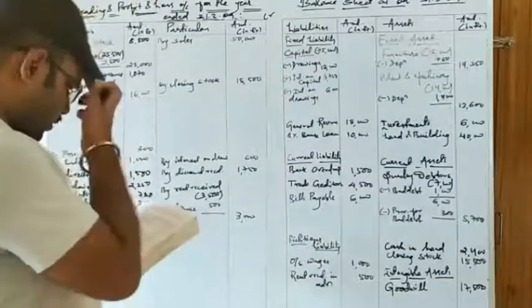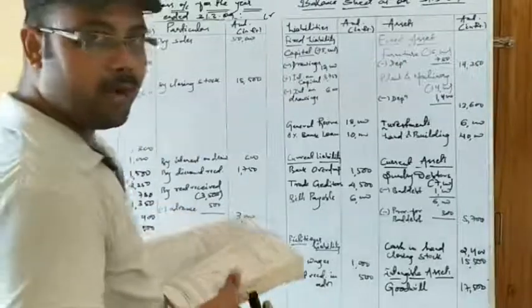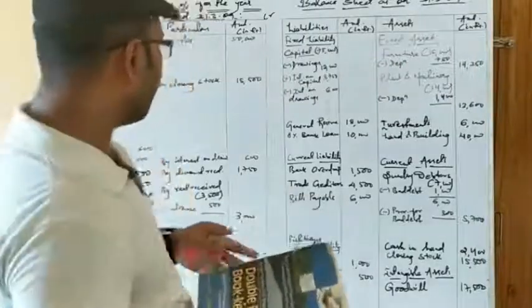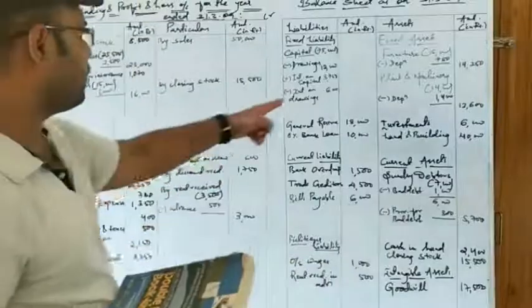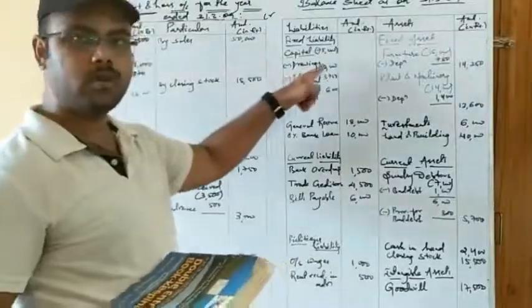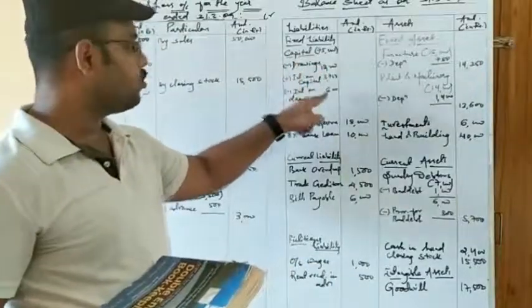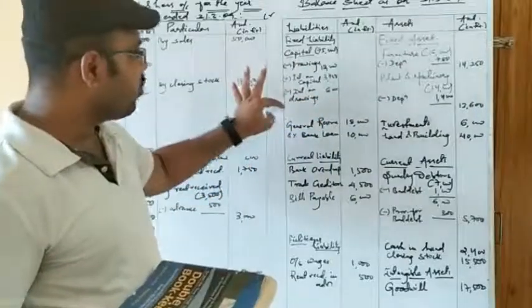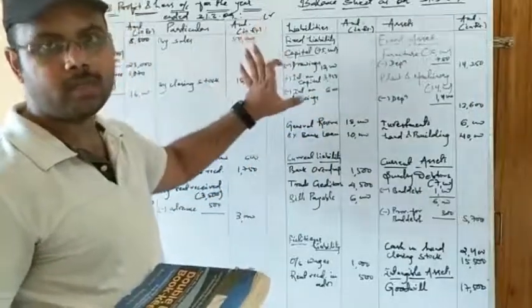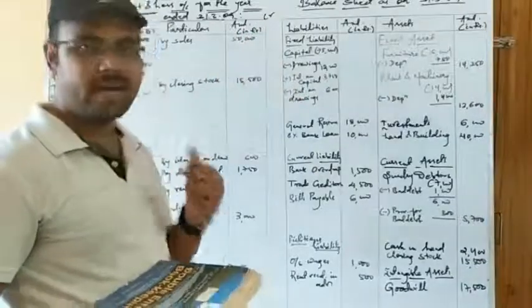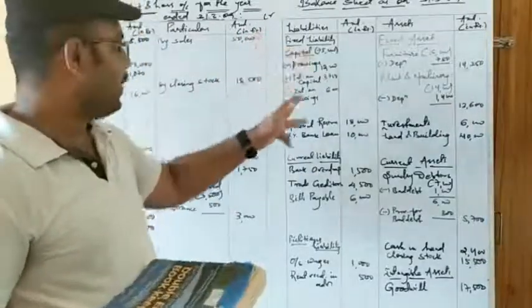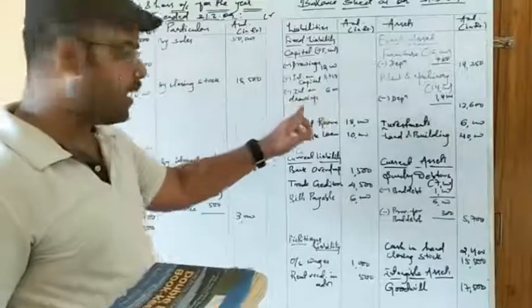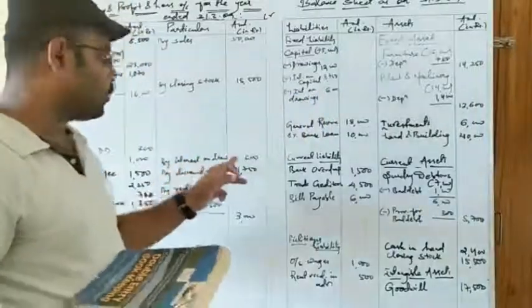The next item is interest on drawings at 5%. I have also written here interest on drawings 5%, where the value of drawings is 12,000. So 5% interest on drawings is 600. Now, interest on drawings can be added to drawings or deducted from capital. Here there is no separate head, so we are deducting from the capital. The value comes to 600, and I have posted it on the credit side of the profit and loss account.